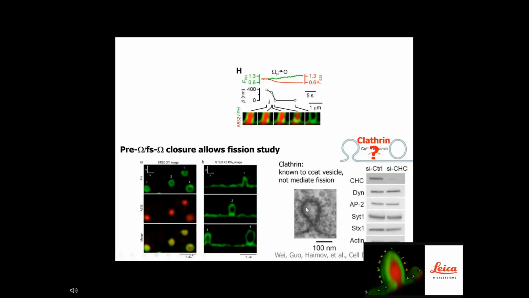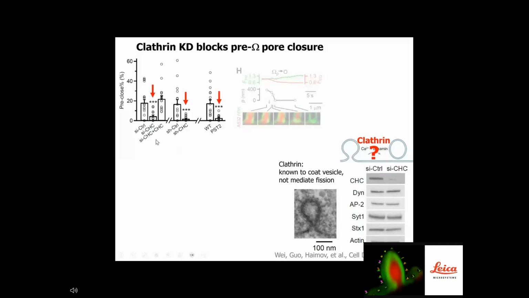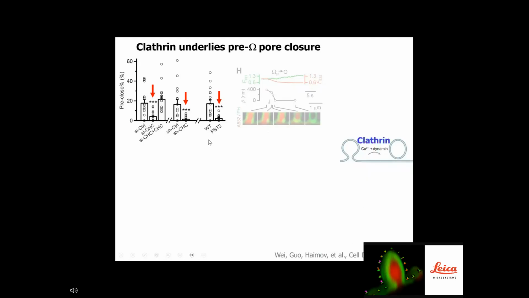Clathrin has been well known to coat vesicles, just like in this case, the coating of the vesicle bodies. These vesicles are very small, about 100 nanometers or less. It is not known to mediate fission at all. When we inhibit clathrin by siRNA or shRNA knockdowns, we see the preformed omega profile closure decrease dramatically. It can also be decreased by Pitstop, which blocks clathrin polymerization. This means clathrin is involved in the fission process.